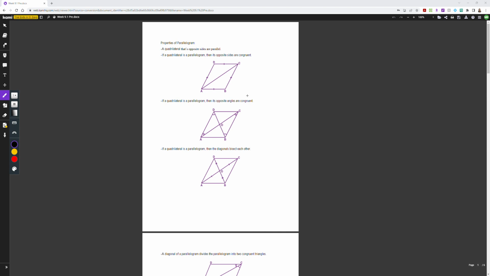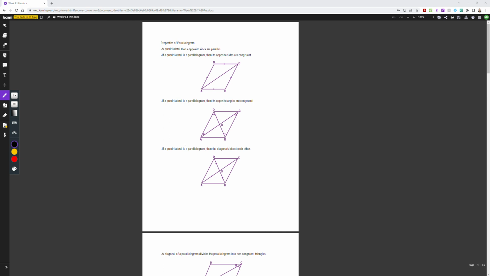Now another thing with a parallelogram is that its opposite angles are congruent. So this angle and this angle would be congruent because, as you can see, the parallel lines cause a Z shape. And that's why the opposite angles will be congruent with each other. So like this one, angle D is congruent to angle B and angle A is congruent to angle C.